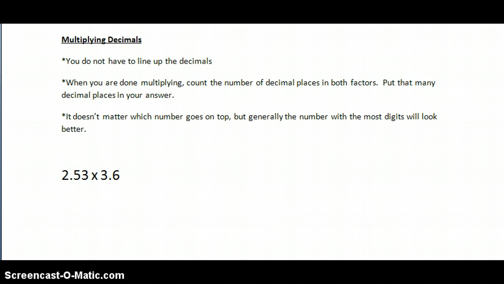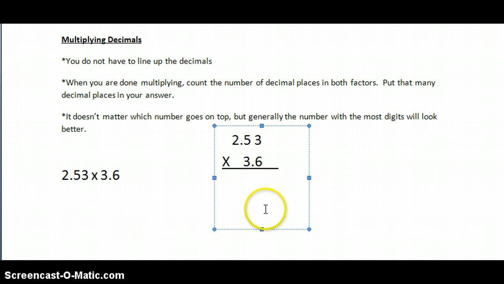3.6 is the larger number, but I'm going to put 2.53 on top because it has the larger number of digits. Notice my decimals are not lined up, so I'm just going to temporarily ignore my decimals for now. And I'll say 6 times 3, giving me 18, but I'm going to carry the 1.